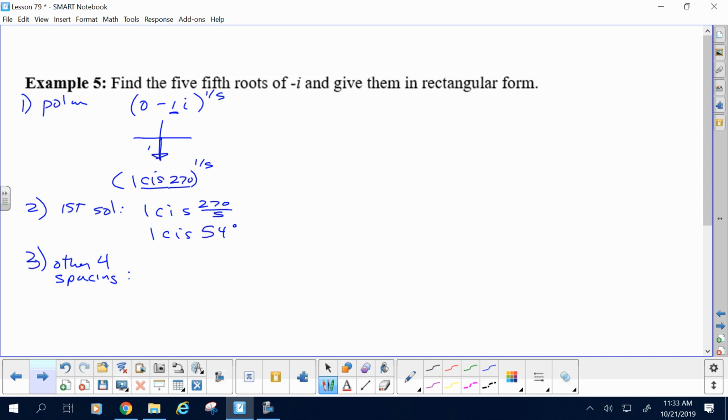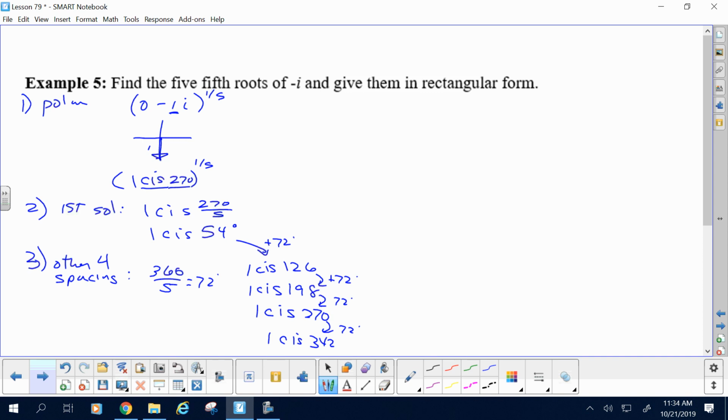If there are 5 answers and we divide 360 among 5 answers so they're evenly spaced, then the spacing is 72. All right, so if I add 72 to this first angle, my second solution is 1 cosine i sine 126. If I add 72 to that, then my next solution is 1 cosine i sine 198. If I add 72 to that, I get 1 cosine i sine 270.